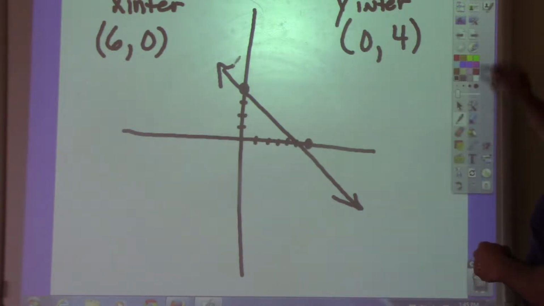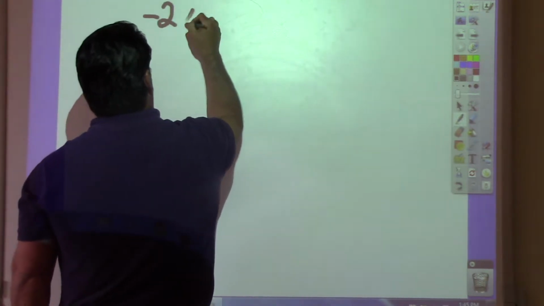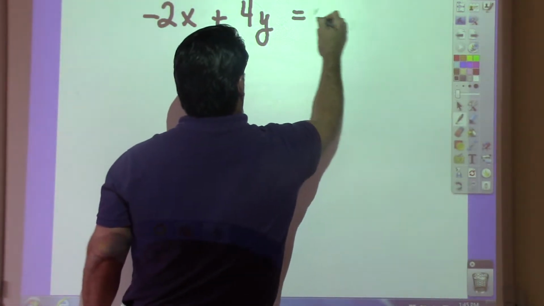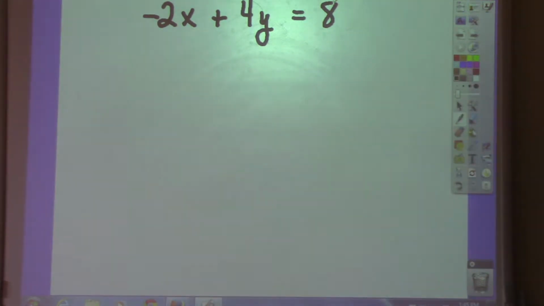All right, let's try another one. You try that one. You read it out. Negative 2x plus 4y is equal to 8.